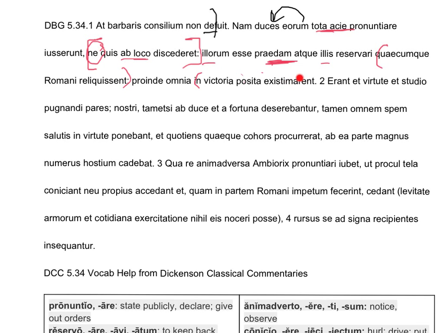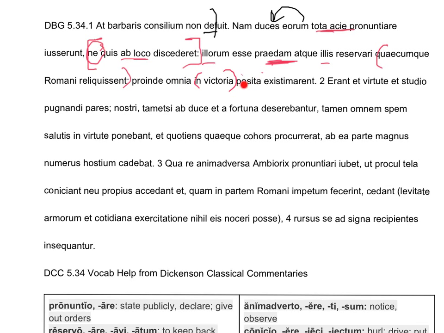Let's see. They think, they estimate. So, do they estimate that all things are placed in victory, or do they estimate that all things are in victory having been placed? Well, that second one doesn't really sound right, so I'm going to assume it's like this. So, the leaders of the barbarians declare that all the Roman stuff goes to the soldiers. You can go look up proende, boring adverb. They estimate, they think that all things are placed.